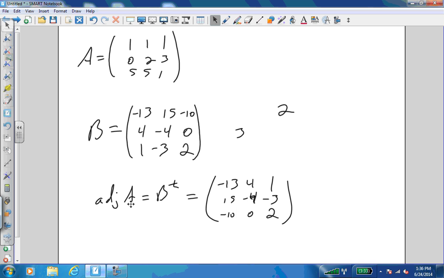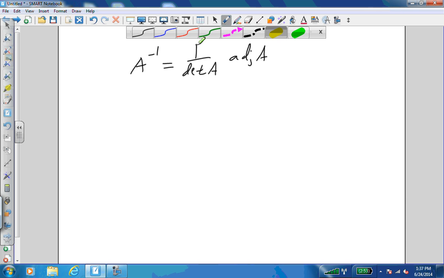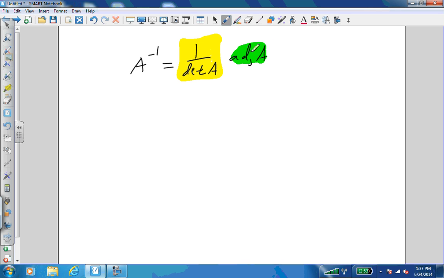Now that we've found the adjoint of A, let's see how we're going to use that to calculate our inverse. So the inverse of a matrix is 1 over the determinant of that matrix times its adjoint. Now keep in mind, this is just a number, 1 over some number. The adjoint of A is a matrix. So basically we're going to multiply a matrix by a scalar to get our inverse.